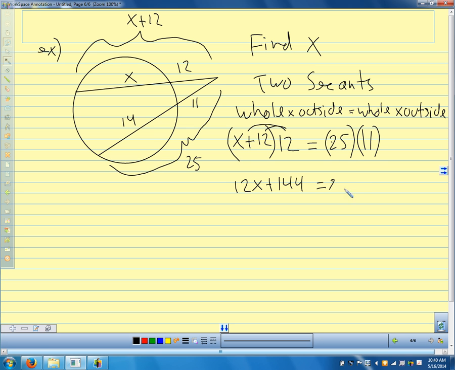Remember our little trick? Separate the two numbers, 2 and the 5, and add them together, 275. Subtract 144. So 12x equals 275 minus 144 is 131. Divide by 12, and x equals 10.9. All right, questions there?